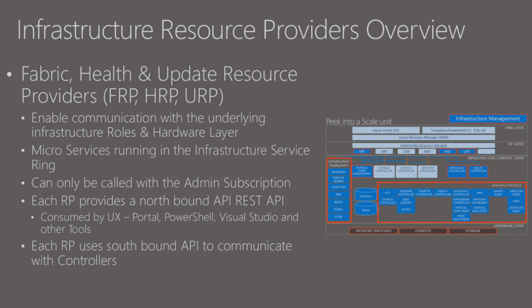Let's go a little bit deeper to say, how is this actually achieved? So I talked to you about the 3 resource providers. You have a Fabric resource provider, a Health resource provider, and an Update resource provider, right? Each of them has a northbound API, which exposes the REST API to ARM and Portal, and they sit behind the same RBAC model that ARM offers.